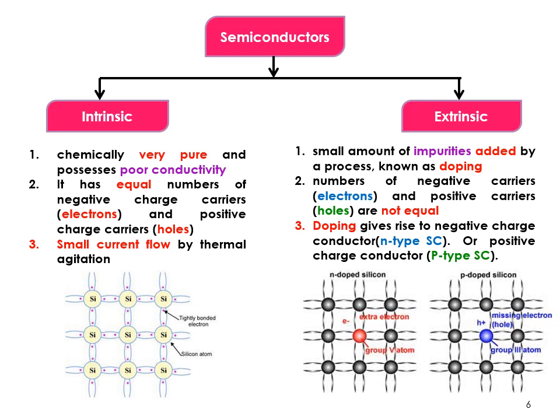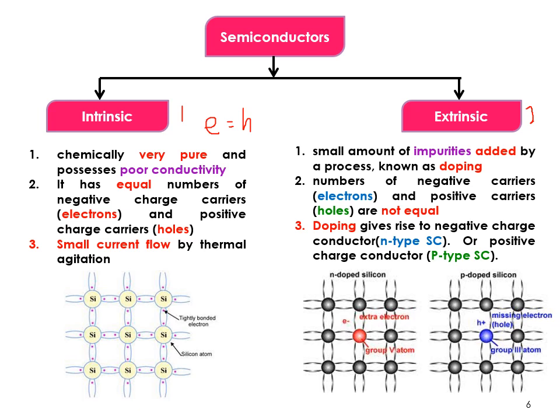Hence, semiconductors can be classified into two main classifications. The first one is intrinsic. Second one is extrinsic. Intrinsic semiconductors are chemically very pure and possess poor conductivity. They have equal numbers of negative charge carriers and positive charge carriers. Small current flows by thermal agitation. So for intrinsic, the electrons equal the holes.